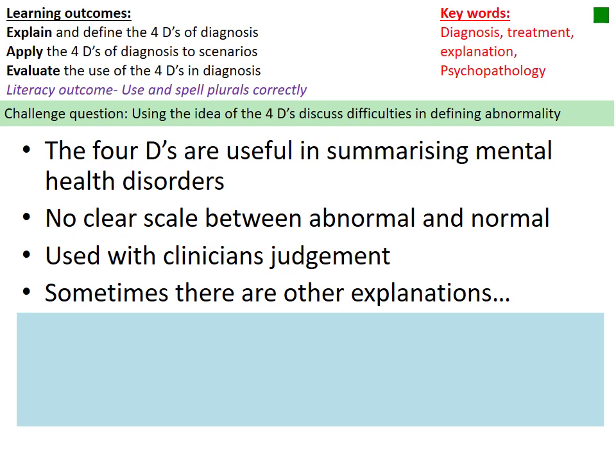The 4Ds are useful in summarising mental health disorders. There is no clear scale between normal and abnormal, and this means that identifying a clinical disorder using the 4Ds is based on the practitioner's judgment. It's important that when you're using the 4Ds, you take in the context of a person's situation. The 4Ds may be present in an individual, but a little bit further explanation or a diagnosis will not be made.